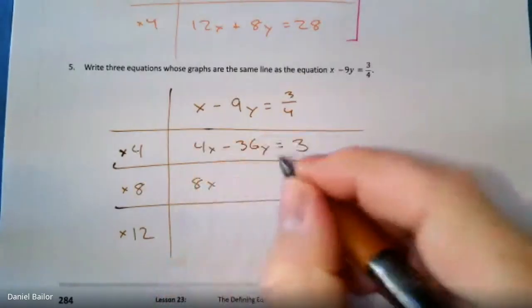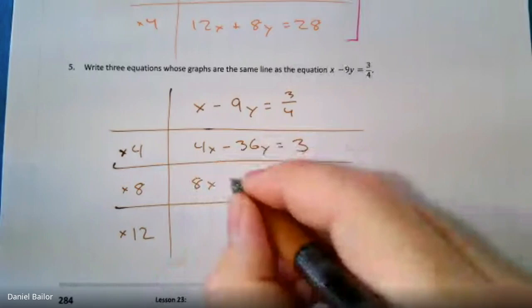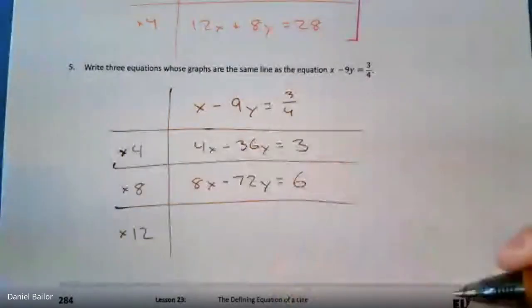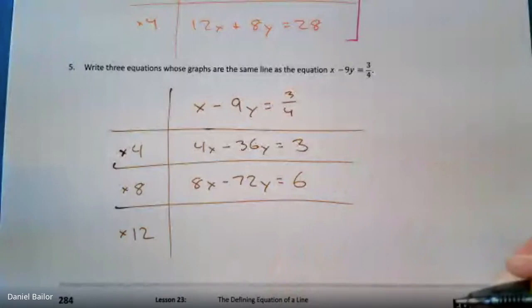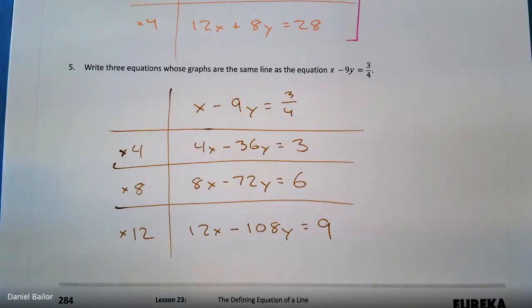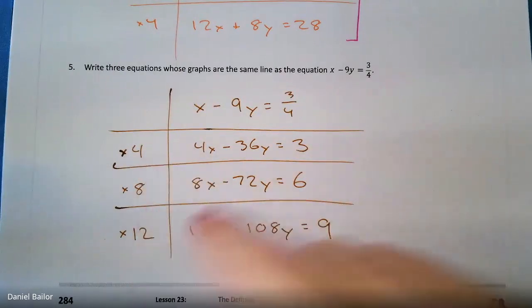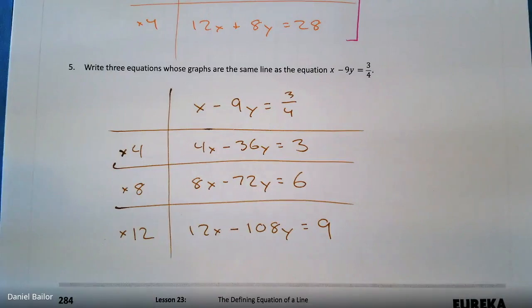So if you're like me and you did this, you might do 1x times 4 is 4x, negative 9 times 4 is negative 36 in the y, 3/4 times 4 is 3. Then you can multiply by 8, and it gets bigger, and you get 6, because the 8 cancels out the fraction. You get 12x minus 3 is me. You might have different ones, because if you pick something different, your answer is going to be different. But we can have really infinite. We can pick whatever we want on this.